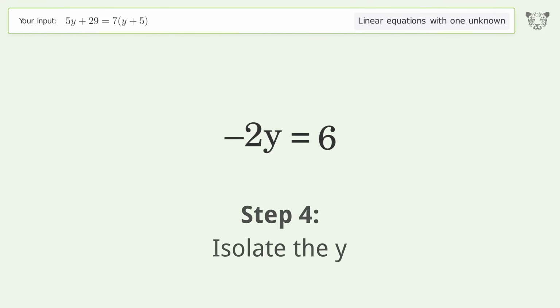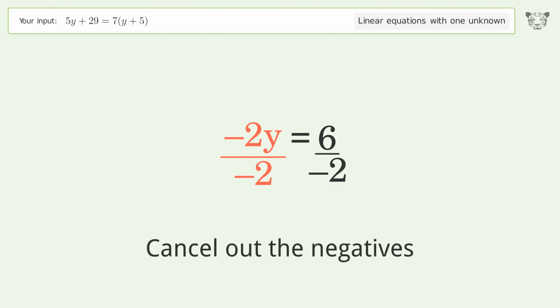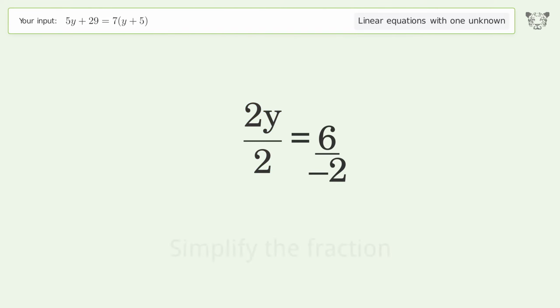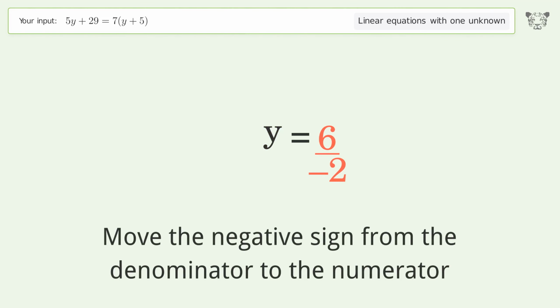Isolate the y. Divide both sides by -2. Cancel out the negatives. Simplify the fraction. Move the negative sign from the denominator to the numerator.